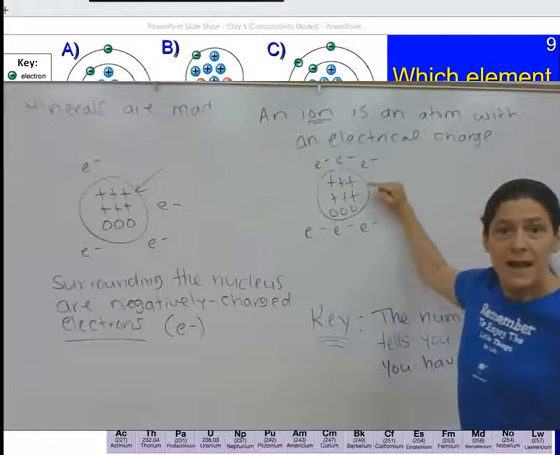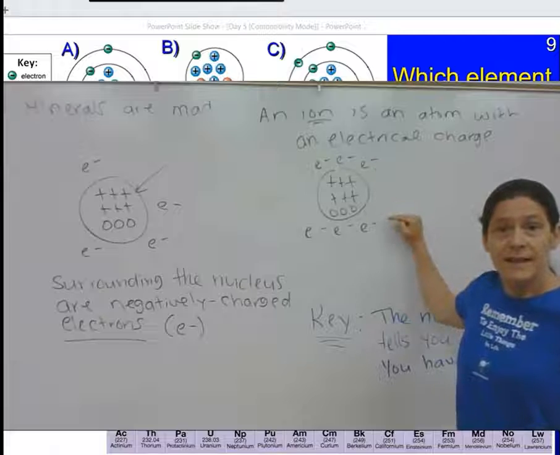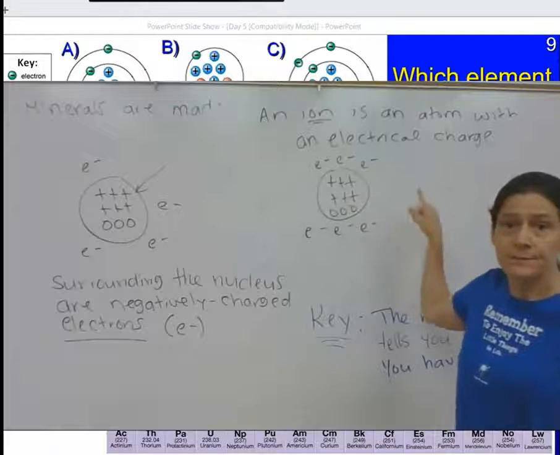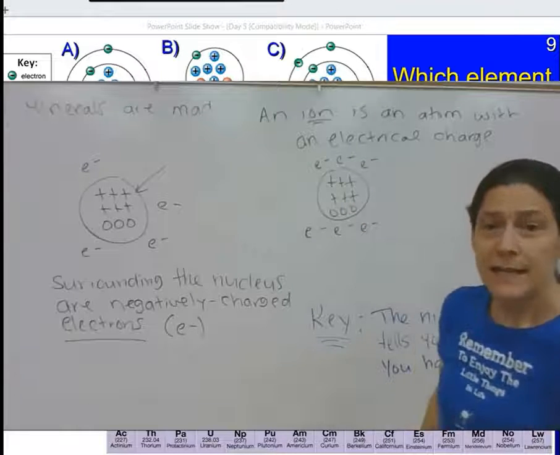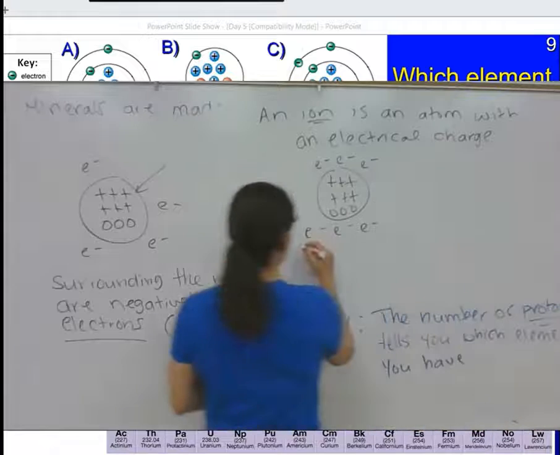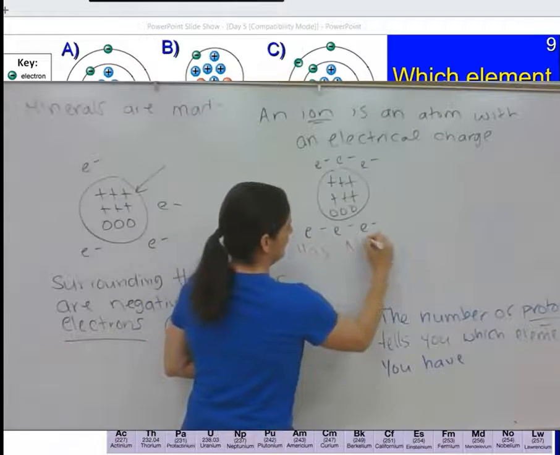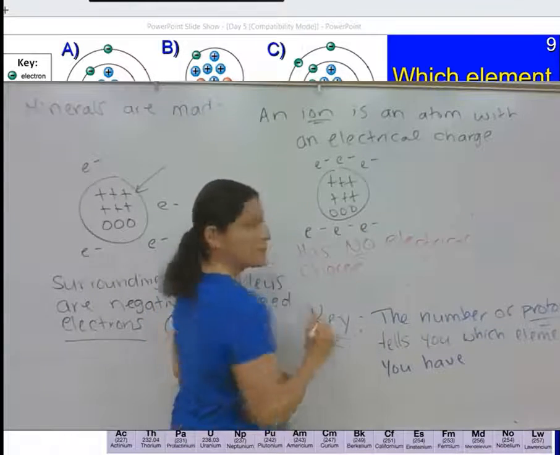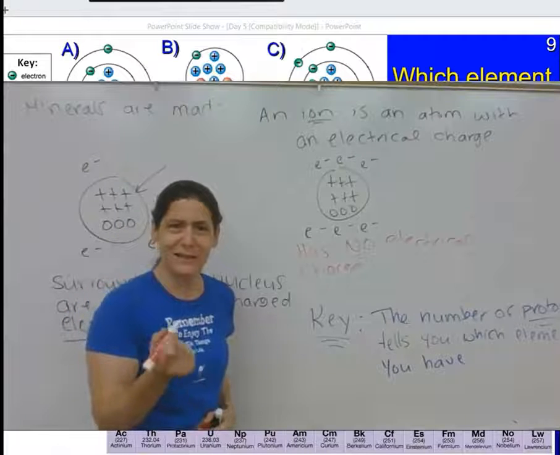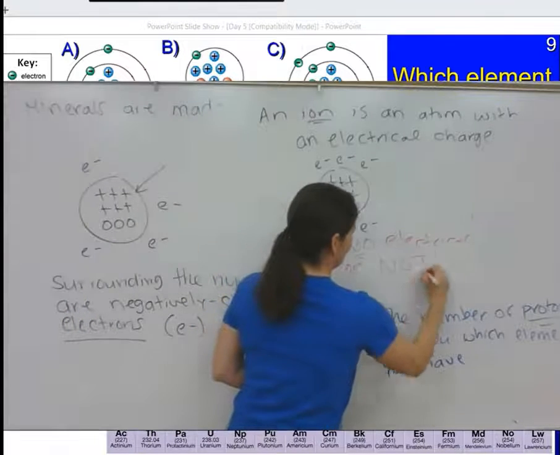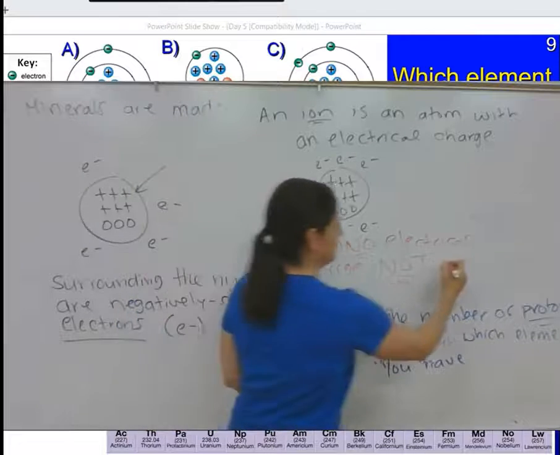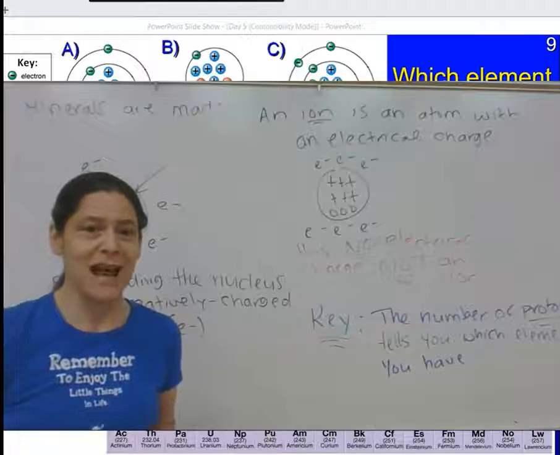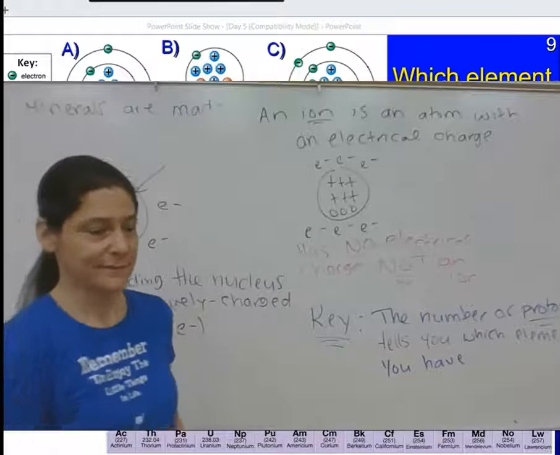No. It has 6 positives, 6 negatives. They balance each other out. They cancel each other out. So this one is neutrally charged. It has no electrical charge. It is not an ion. Sorry, the red's a little faint. So it has no electrical charge. It is not an ion. So that was option A.